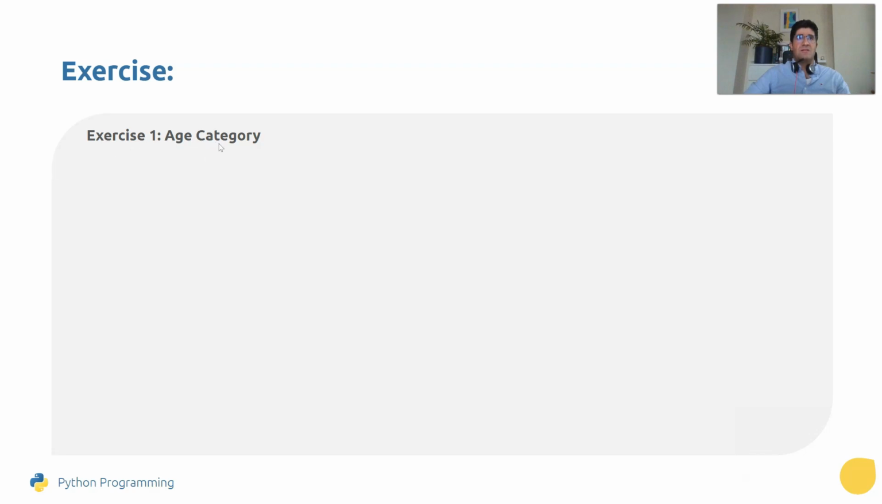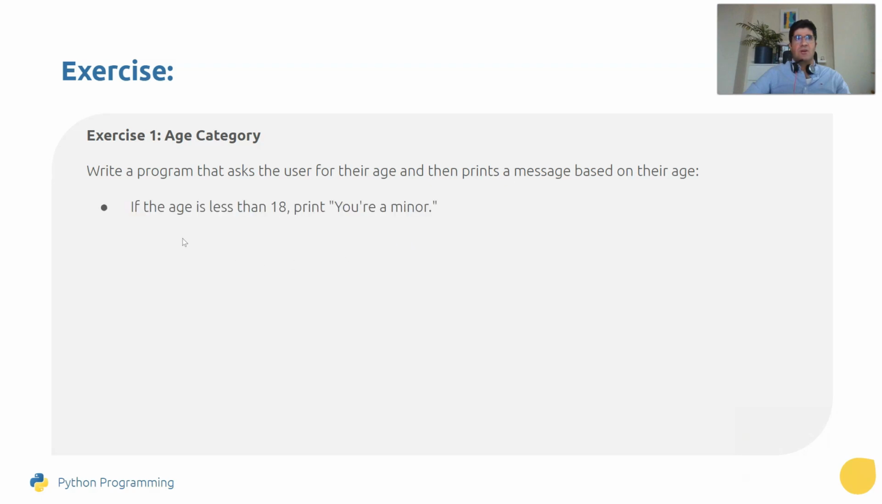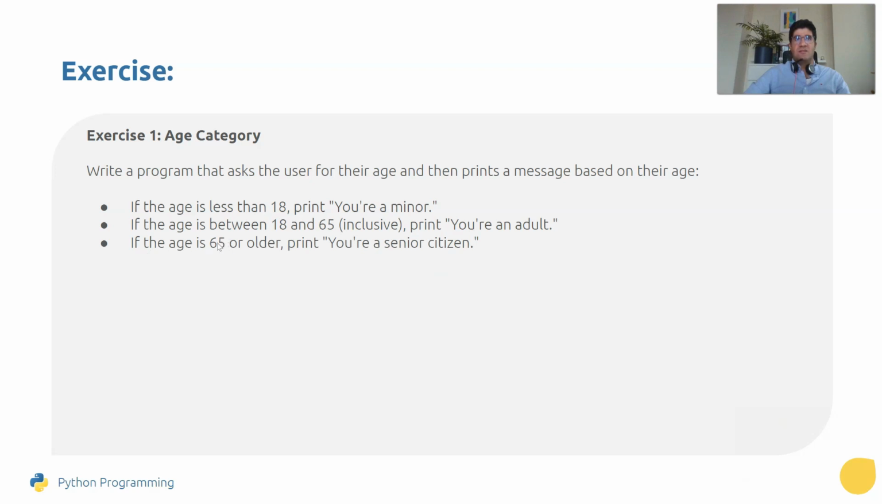So the first exercise is age category. Let's look at all of the exercises, then we will pick one of them. Write a program that asks the user for their age and then prints a message based on their age. If the age is less than 18, print "you are a minor". If the age is between 18 and 65, inclusive, so exactly including 18 and 65, you print "you are an adult", and if age is 65 or older, print "you are a senior citizen". This is the first exercise.